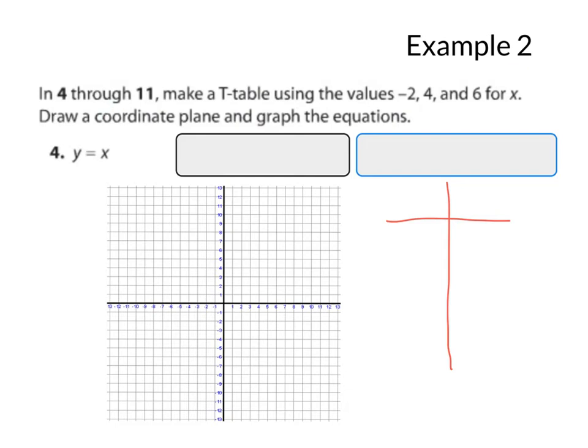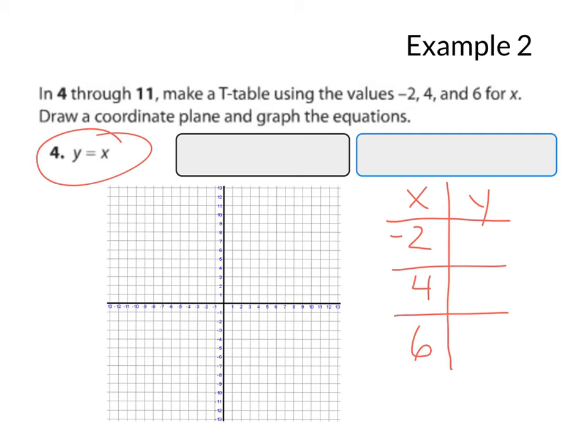And in this number 4, make a t-table using these values. So we're going to make a t-table, looks like this, kind of like a lowercase t. Make x on the left side and y. And they told me the values to do for x, which are -2, 4, and 6. We're going to find out what they are for y. Please try to complete this t-table by yourself using this equation. Show you the answer in 3, 2, 1.